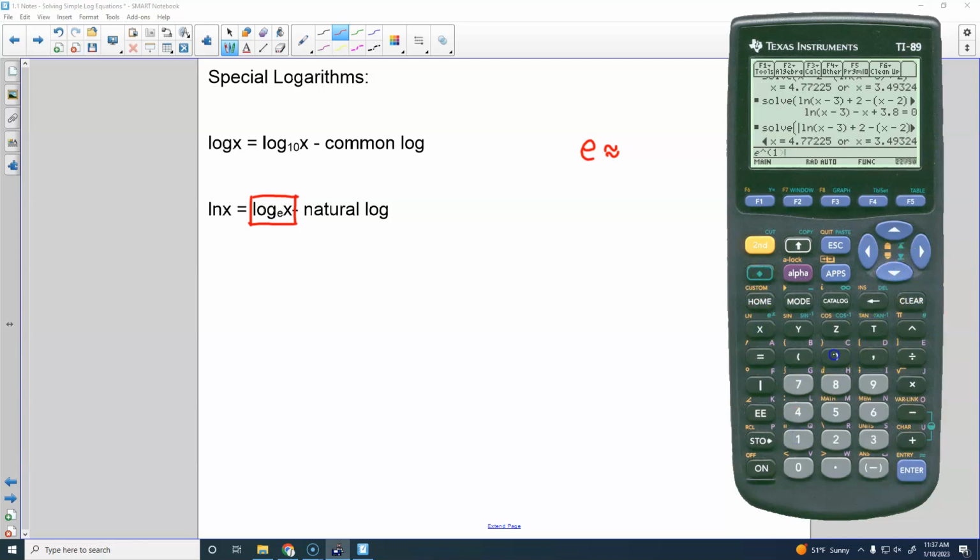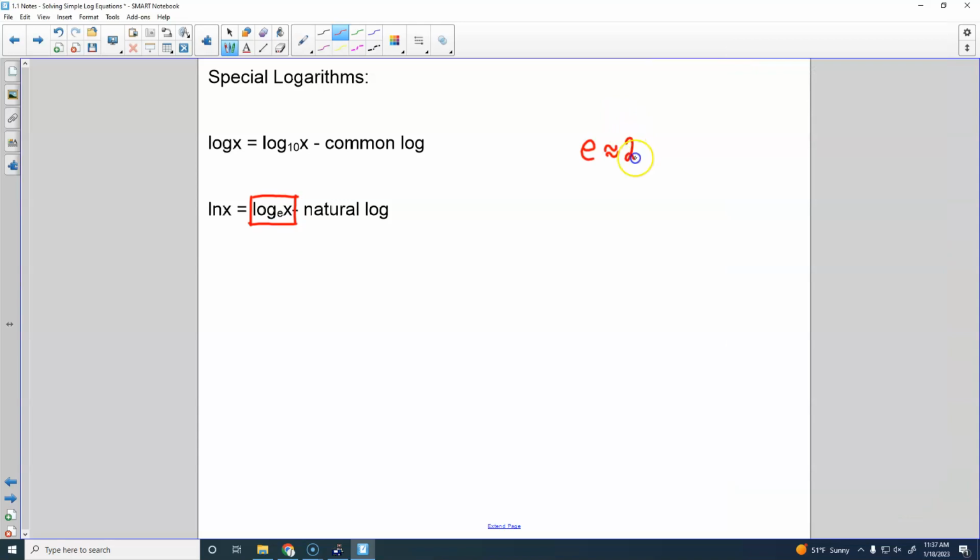E to the first power is, oh, sorry, I'm using the 89, 2.17828. And if we get time, we'll talk about what Euler's number is and where it comes from. But it's like pi. So when you see E, it is actually a number. It's 2.17828, and that goes on. It doesn't end there.